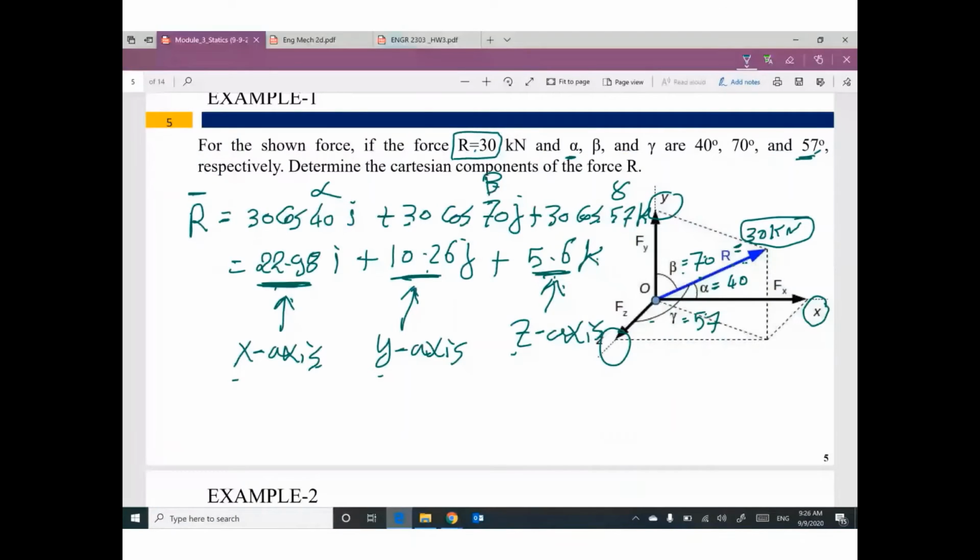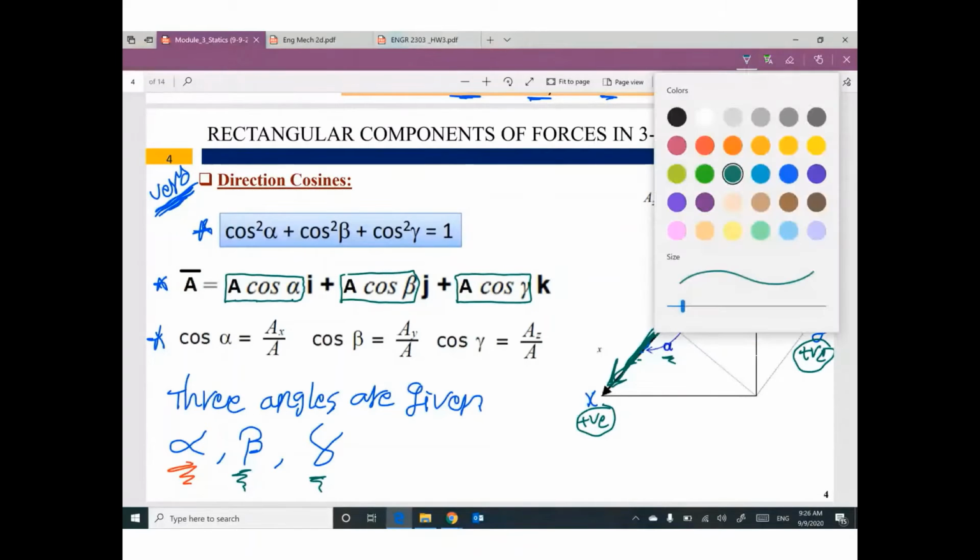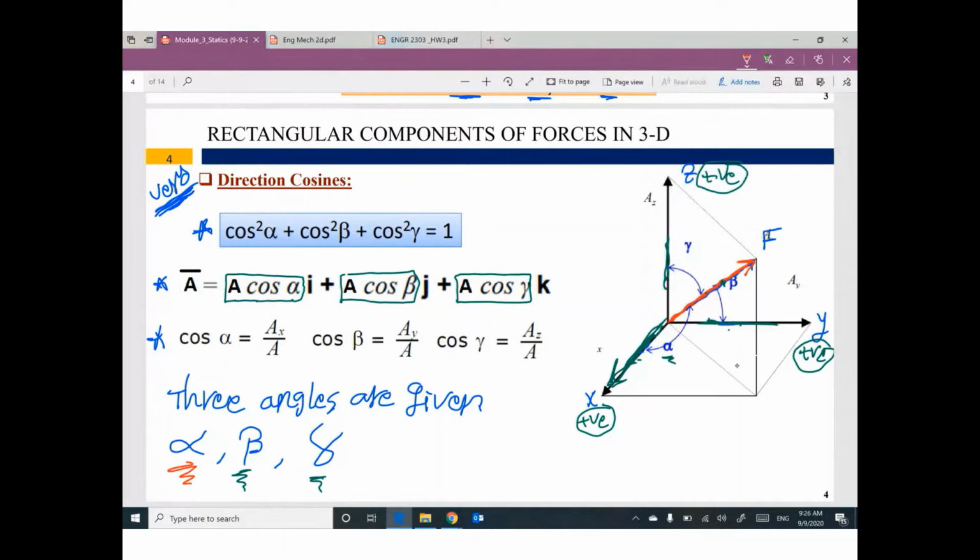Okay. We need to learn something also. We have a relationship between these three angles, alpha, beta, and gamma. We have a good relationship. Cosine square alpha plus cosine square beta plus cosine square gamma equal 1. Put this relationship in your mind. Cosine square alpha plus cosine square beta plus cosine square gamma equal 1. Put this information in your mind.